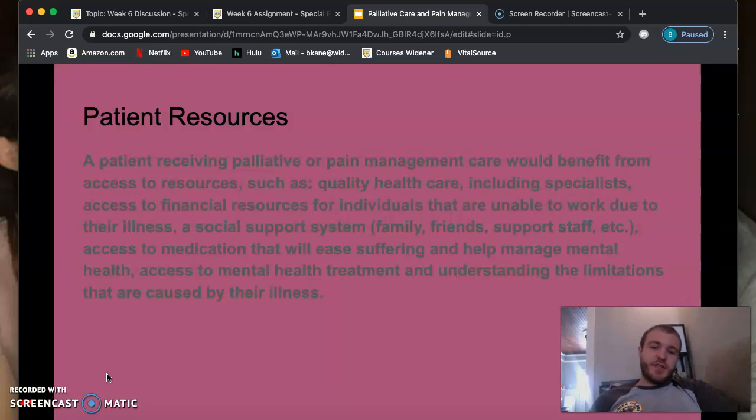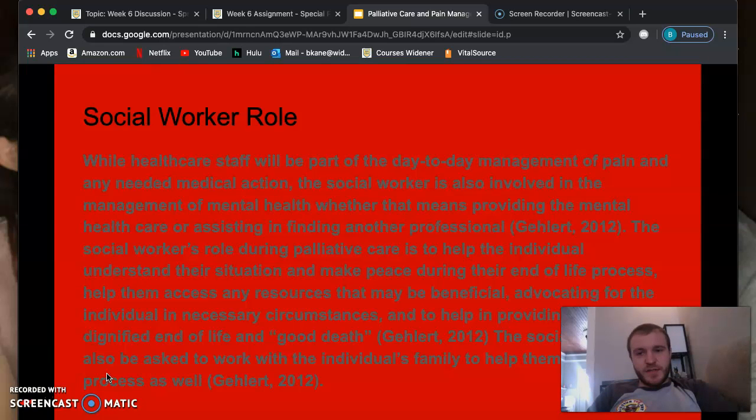Access to medication that will ease their suffering and help manage their mental health, access to mental health treatment, and understanding their limitations that are caused by the illness. The social worker role for this is, while healthcare staff will be more part of the day-to-day management of pain and any needed medical attention, the social worker is also involved in the management of the mental health, whether that is providing mental health care themselves or assisting with finding another mental health professional to work with them.